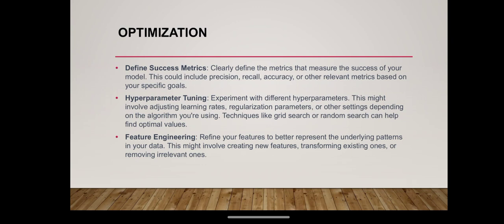And next is hyperparameter tuning. It involves experimenting with different hyperparameters. That might involve adjusting learning rates, regularization parameters, and other settings depending on the algorithm you are using. Techniques like grid search and random search can help to find optimal values, such as the accurate value or the max and min values.